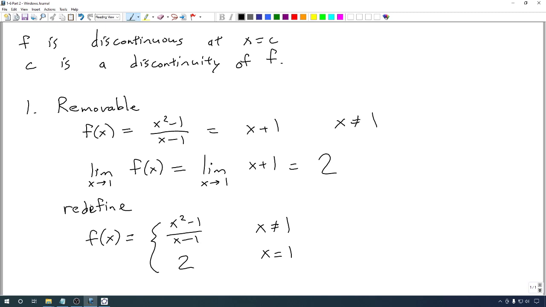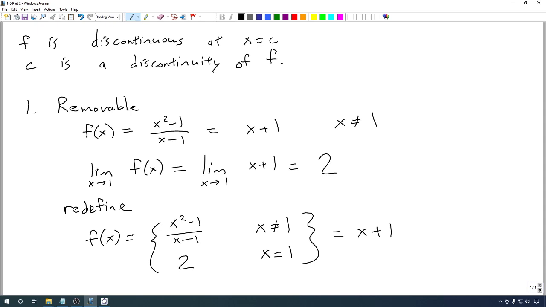Now, in this particular case, we could actually simplify this. This whole thing is just x plus 1, because x plus 1 equals this when x is not 1, and it equals this when x equals 1. So it's the same thing. But that's not always the case. There are removable discontinuities where we can't just simplify it down to a single formula like that.